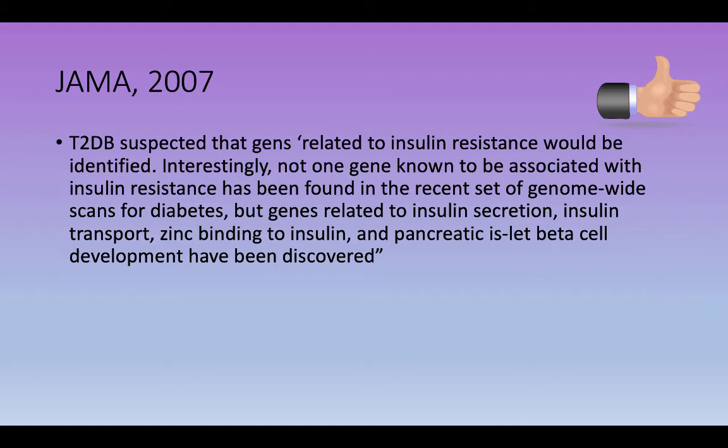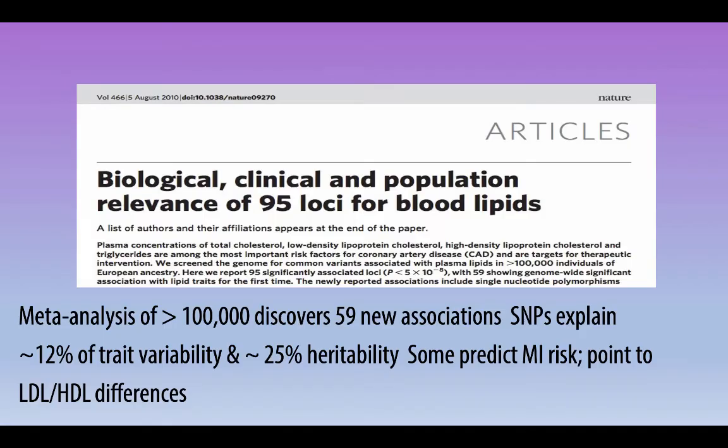So how have GWAS done? Well, some people would say they've done pretty well. Here's an example where a genome-wide scan has identified a whole bunch of different genes that are related to insulin resistance, and so it's been very successful in this case.